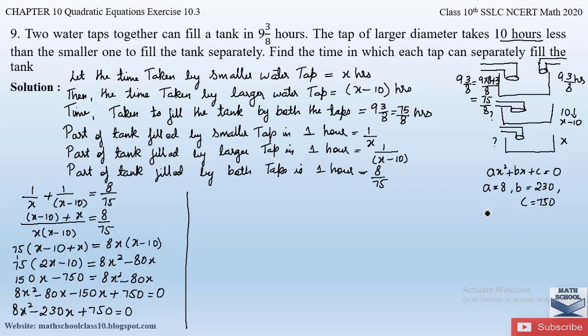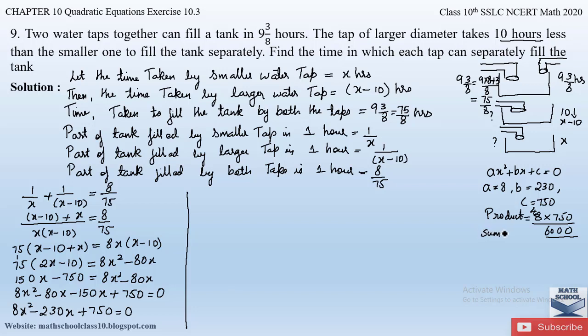Now for this we have to find the product first. So the product is a into c that we have to take. So 8 into 750: 8 zeros are 0, 8 5s are 40, carry 4, 8 7s are 56 plus 4 will be 60. So the product is 6000, and since we have a plus sign here, we will take the sum. So what will be the sum?